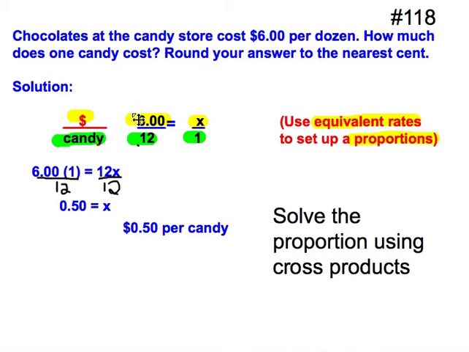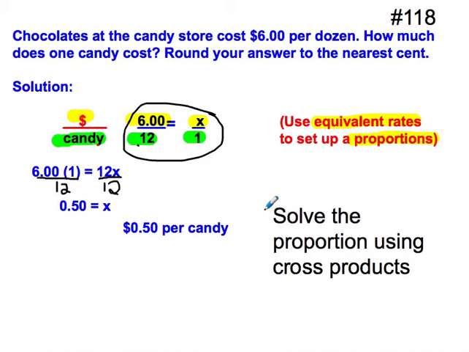$6 is the money for a dozen, which is 12 candies. And then we don't know how much it costs for one candy, but the 1 is going to go on the bottom, and the x is going to go on the top. So from here, we have a proportion. And like it says over here, we're using equivalent rates to set up proportions. We solve it the same way that we learned how to solve proportions.